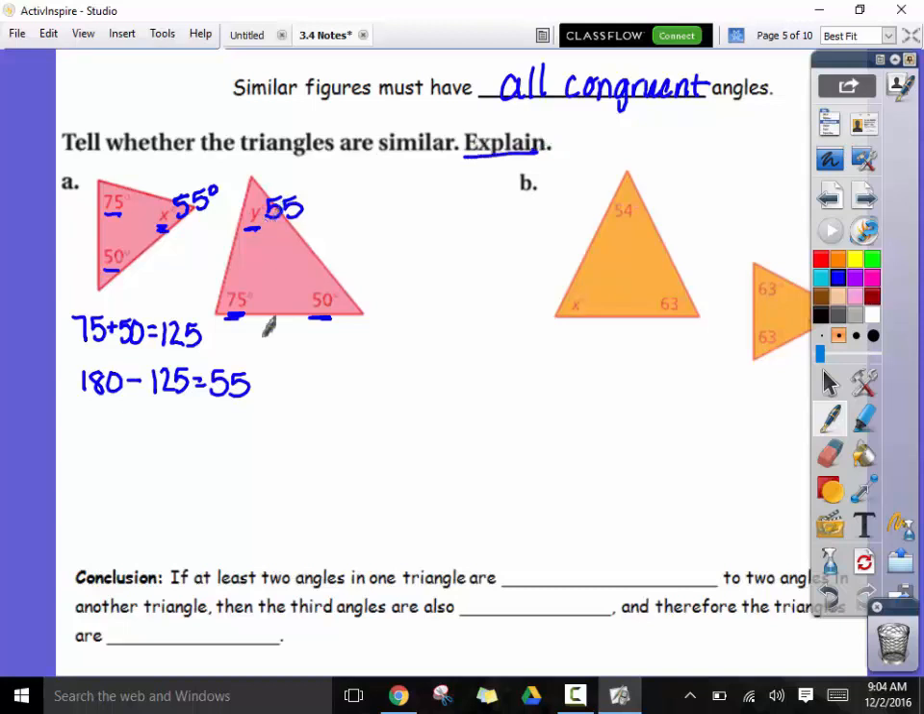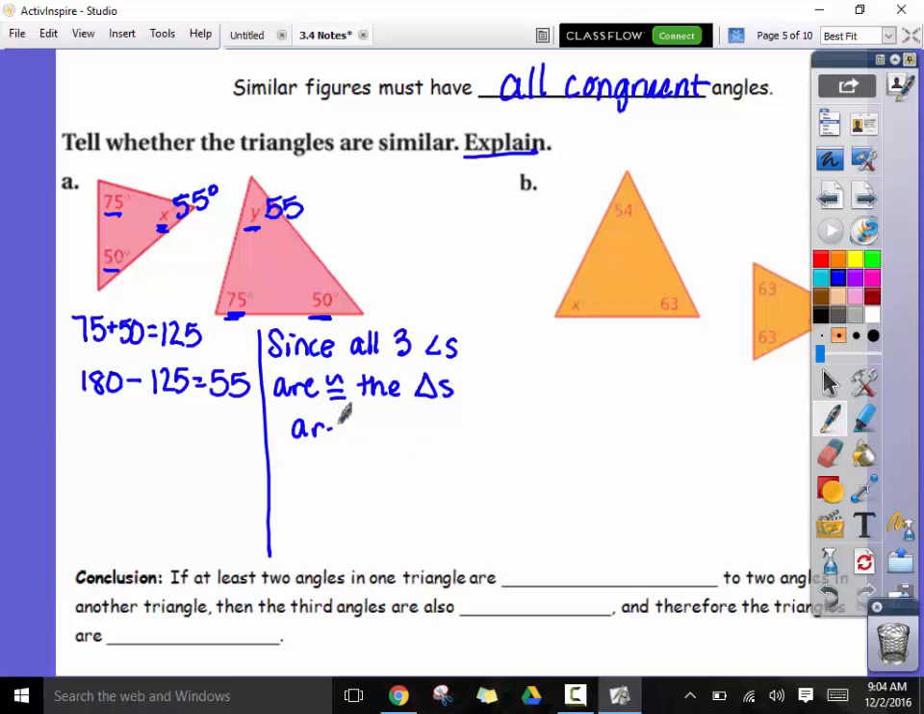Now when I explain, I can say since all three angles are congruent, the triangles are similar, and this is the symbol for similar, if you don't remember.